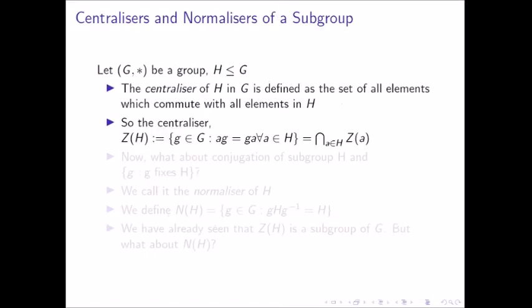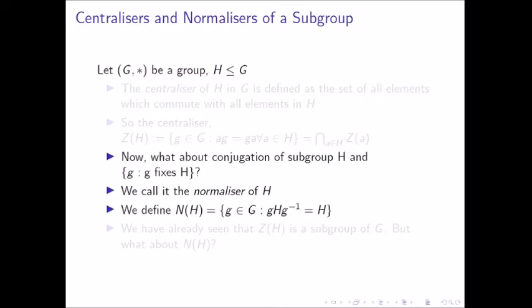Now we define centralizers for a subgroup and normalizers for it. The centralizer of H in G is defined as the set of all elements which commute with all elements in H. So the centralizer Z_G(H) is defined as g belonging to G such that ag is equal to ga for all a in H. So it's basically the intersection of the centralizers of all elements of H.